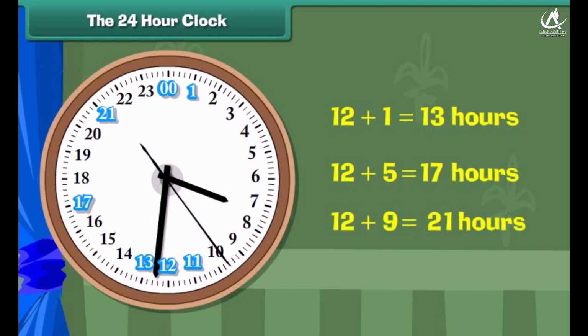As each hour of the day is distinctly numbered from 0 to 23, there is no need to use AM or PM.